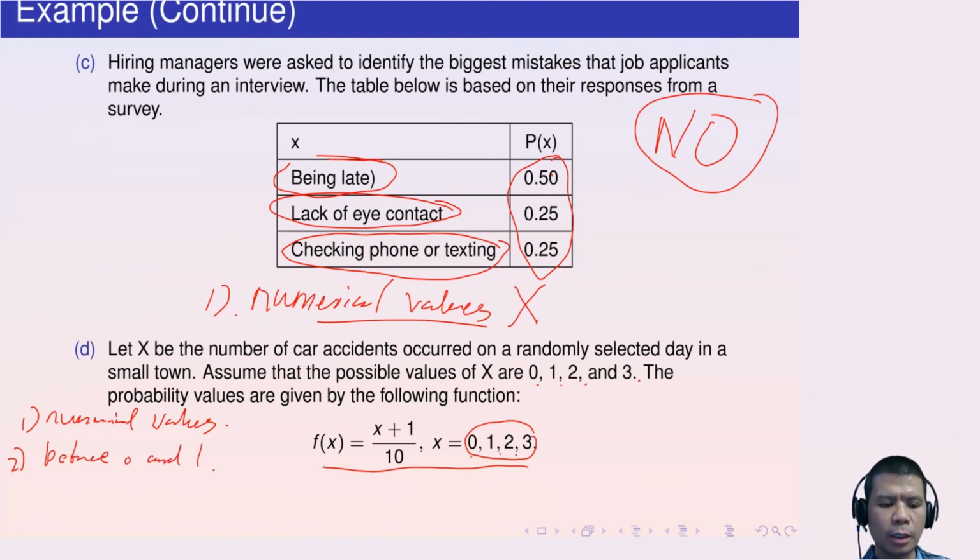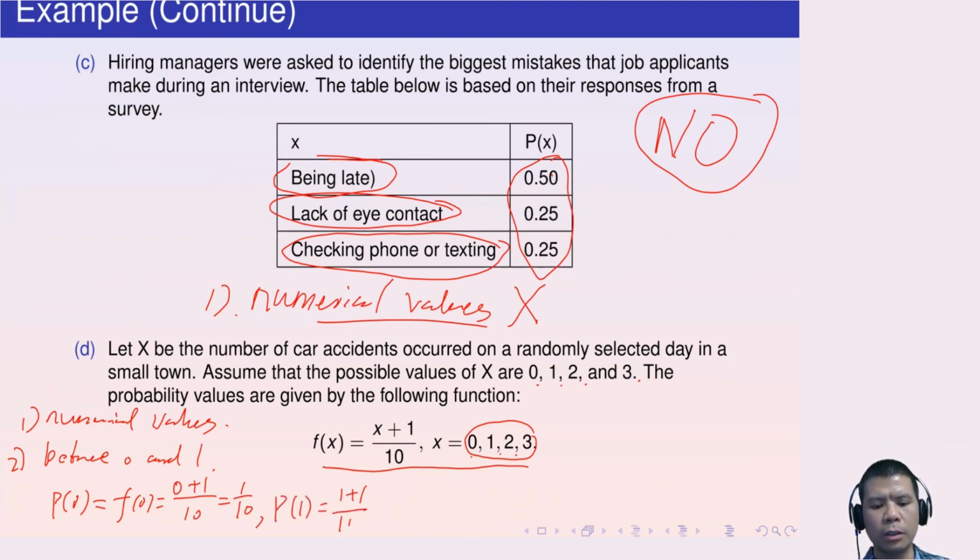Now, let's see, what is P of 0? It equals F of 0, which is 0 plus 1 over 10. That's 1 over 10, right? Similarly, P of 1 equals 1 plus 1 over 10, that's 2 over 10. P of 2 equals 2 plus 1 over 10, so 3 over 10. And finally, P of 3 equals 3 plus 1 over 10, that's 4 over 10.